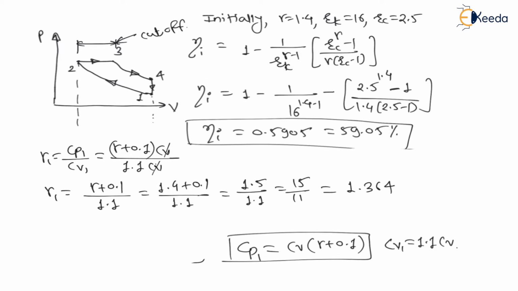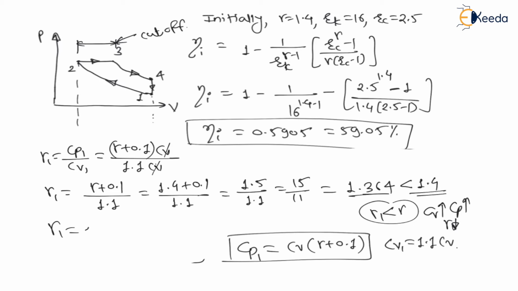1.364. Now see, this value is less than 1.4, meaning gamma 1 is less than gamma. That means if Cv is increasing, Cp is increasing, and gamma is decreasing, that conclusion we can come to, right? Now here, new gamma we have calculated, therefore gamma 1 is equal to 1.364.